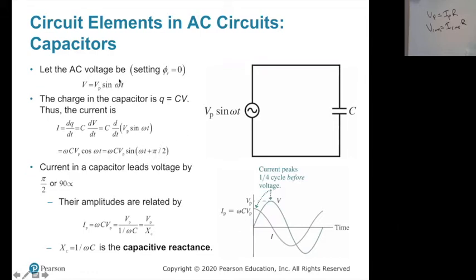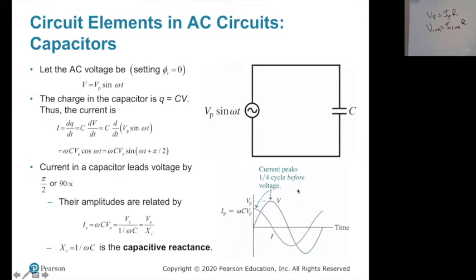So voltage went like sine, current goes like cosine. And remember, sine and cosine are the same graph, they're just shifted over by pi over 2. So we get an out of phase current and voltage.